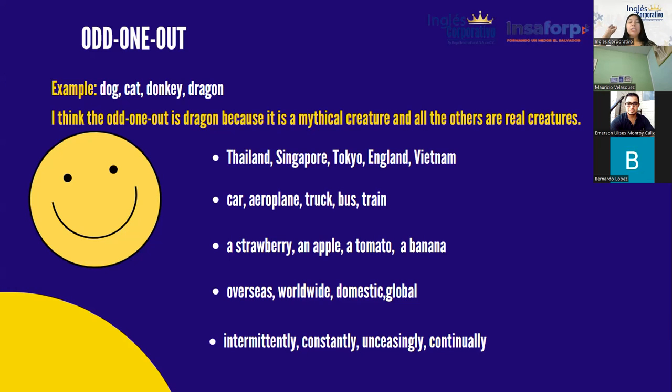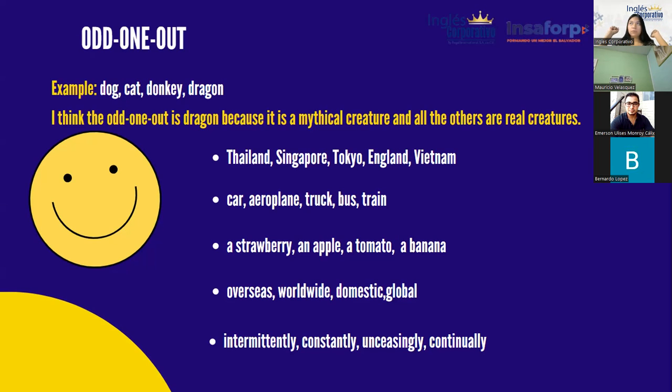Now, what about number five? Okay, so we have intermittently, constantly, unceasingly, continually. Which one is the odd one out? What do you think? Intermittently. Intermittently? Okay, and why?